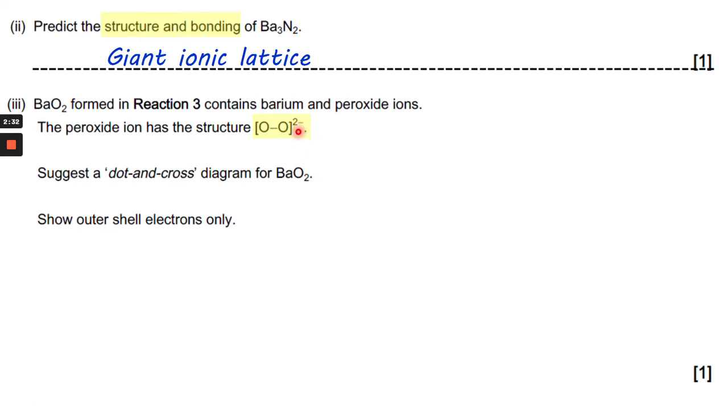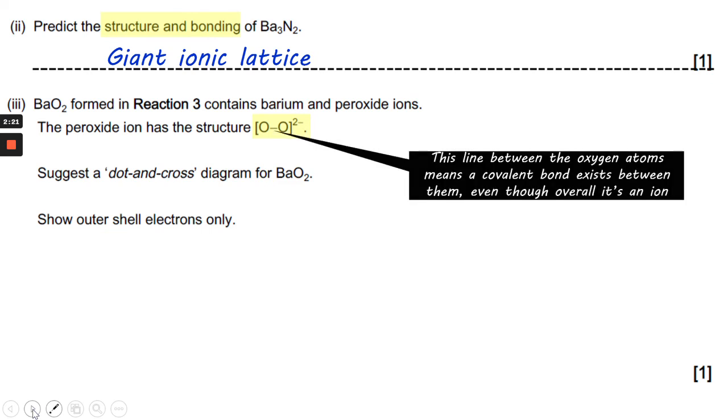Now, the peroxide ion has this structure. So you might not have seen this before. The idea behind the question is it's an unusual and quite rare ion, so you might not see it in a textbook, for example. So the line between the oxygen atoms means a covalent bond exists between them, even though overall the species is charged.